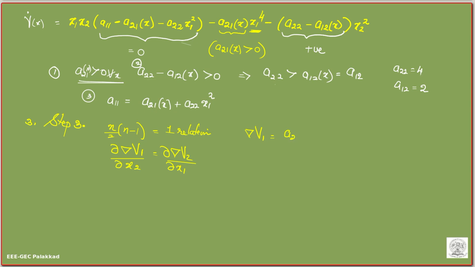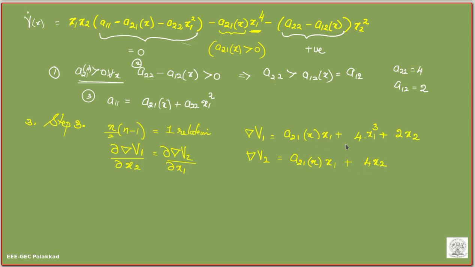So you can write it as A21 of x into x1 plus A22 into x1 cube plus A12 into x2. A12 is 2, so it is 2x2. Oh, sorry, I have given it as 4, so I will put it as 4 here. And what is del v2? Del v2 is A21 into x1 plus A22 into x2. So I can write this as A21 of x into x1 plus A22 is 4x2. Okay, so this is what we get.